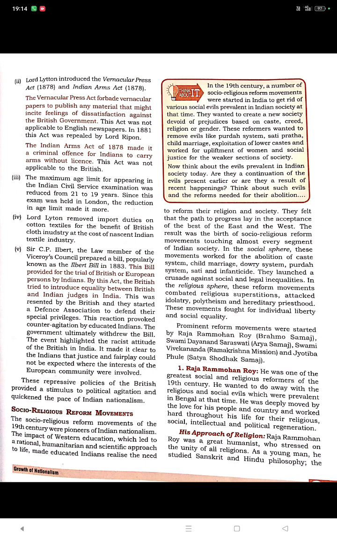Next, he wanted to do away with the religious and social evils which were prevalent in Bengal at the time. He was deeply moved by the love for his people. It means he worked for the people and the country, and worked hard throughout his life.